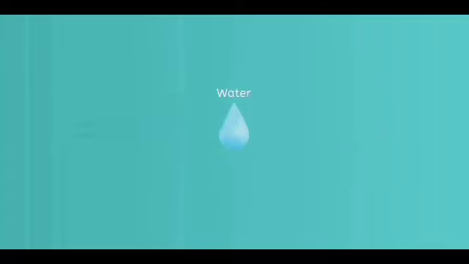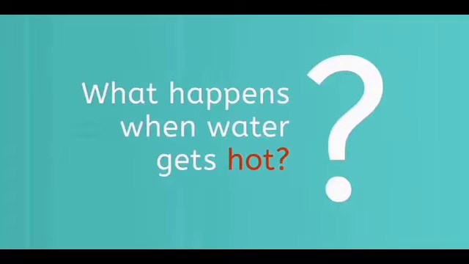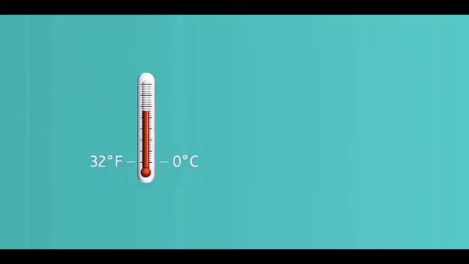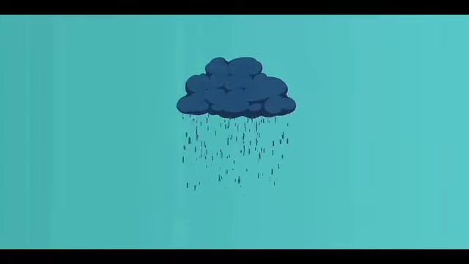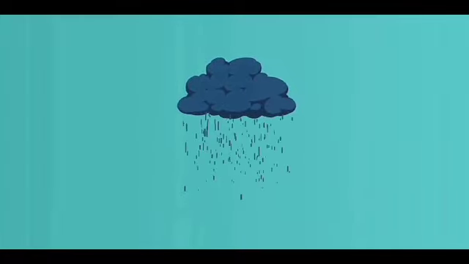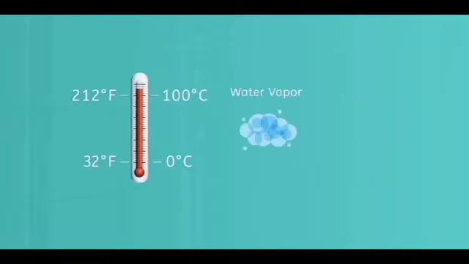Now, we know what happens to water when it gets cold, but what happens when water gets hot? At 212 degrees Fahrenheit, or 100 degrees Celsius, water becomes a gas. In its gas form, water is known as water vapor. This transition from liquid to gas is called evaporation. Just like the ice, water vapor can also transition back into liquid water. When water vapor cools down below 212 degrees Fahrenheit, it becomes liquid again, a process known as condensation.